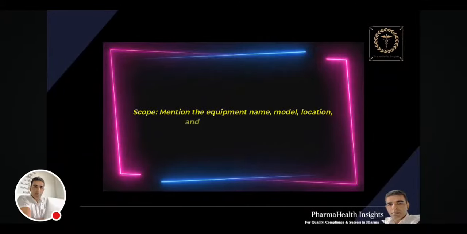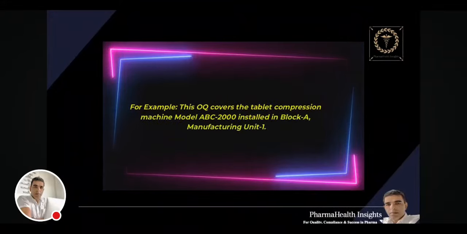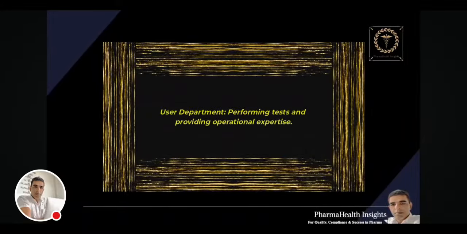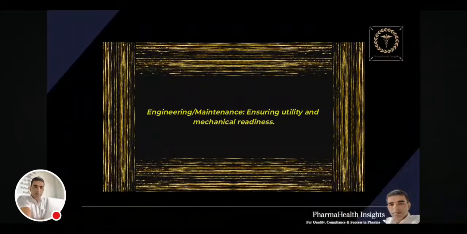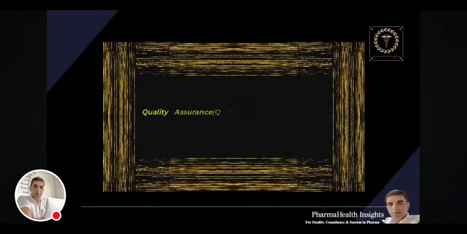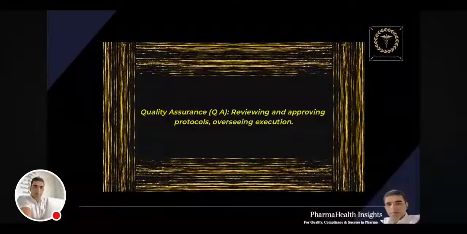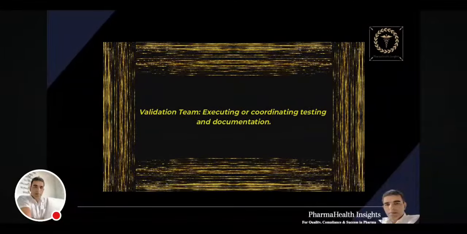Scope. Mention the equipment name, model, location, and covered functionalities. For example, this OQ covers the tablet compression machine model ABC 2000 installed in Block A, Manufacturing Unit 1. 2. Responsibilities. User department, performing tests and providing operational expertise. Engineering, maintenance, ensuring utility and mechanical readiness. Quality assurance, QA, reviewing and approving protocols, overseeing execution. Validation team, executing or coordinating testing and documentation.